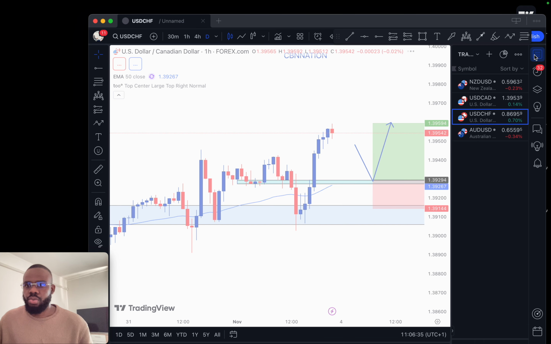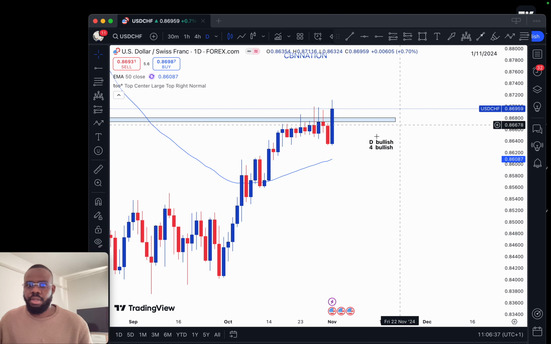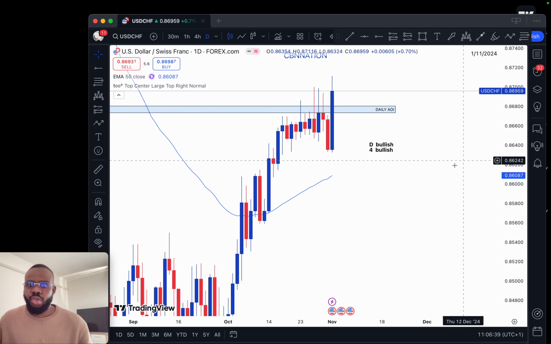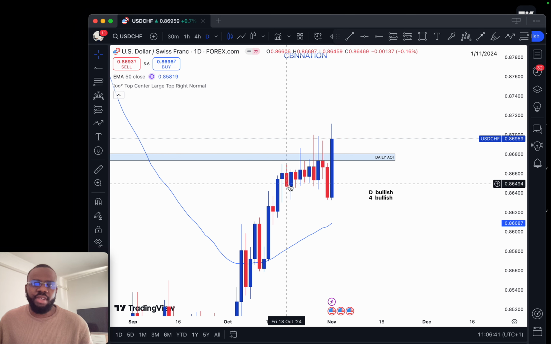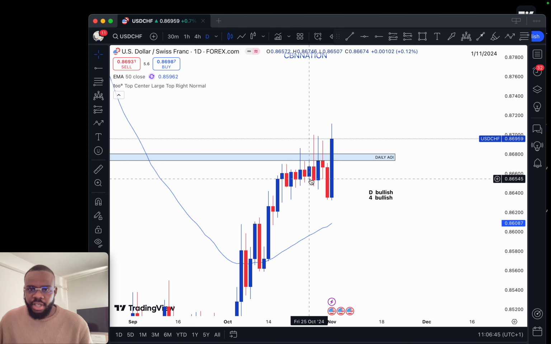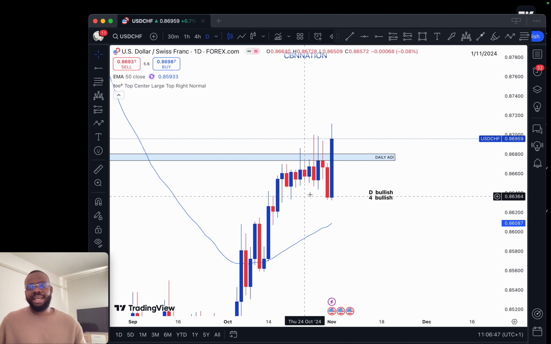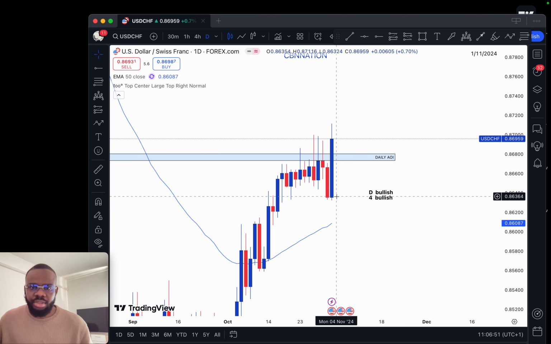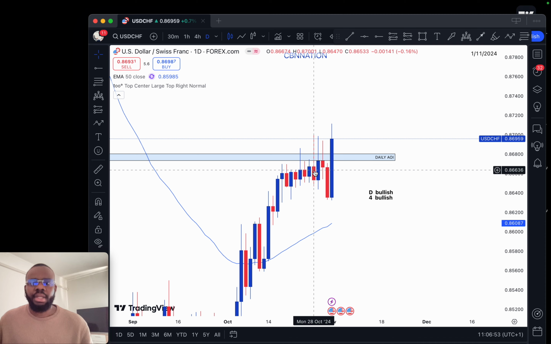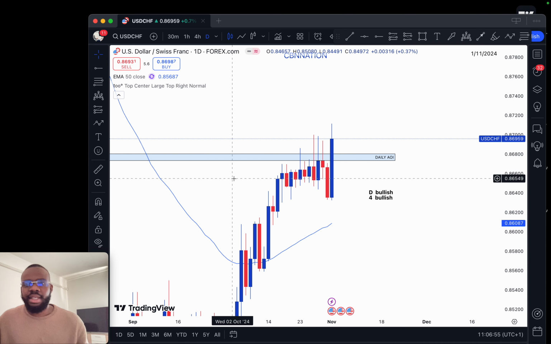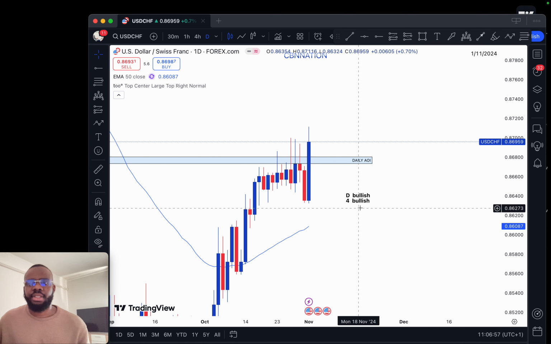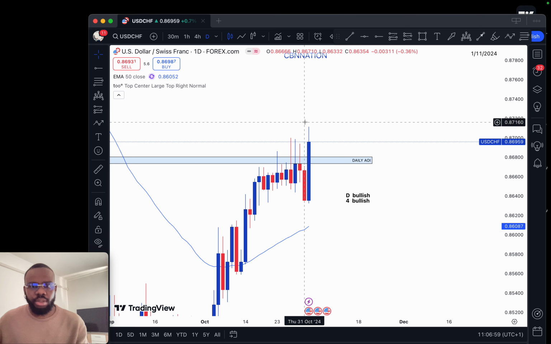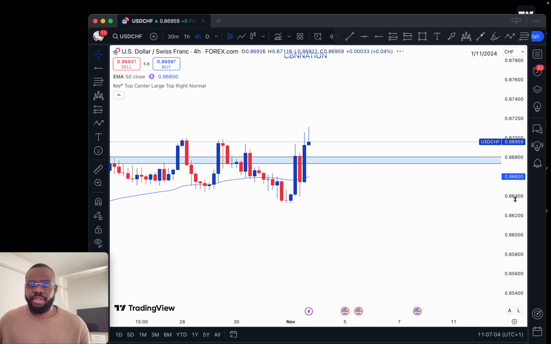This is USDCHF. As you can see, price ranged a lot here. For how many days? 1, 2, 3, 4, 5, 6, 7, 8, 9 days. Price has been ranging over here. So seeing this bullish engulfing candle that closed above the last highs signifies that the daily is bullish. It's very simple. Then we'll scale down to the 4-hour time frame.